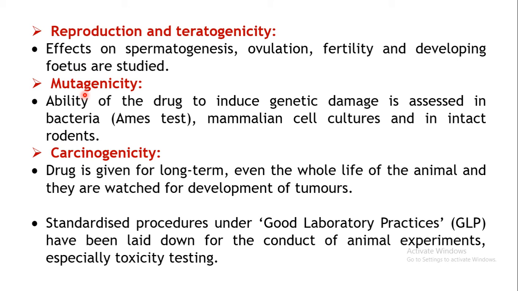Then mutagenicity can be checked, whether your drug can induce some genetic damage, that is also assessed. Specifically certain in vitro tests are available. The Ames test is done for that in bacteria, or mammalian cell cultures are utilized, or sometimes in intact rodents also it is checked, whether there are any genetic alterations. Then again carcinogenicity, that is long-term testing, is done to find out whether your drug can induce tumors in specific animals. So basically in the preclinical studies, animal studies are being carried out.